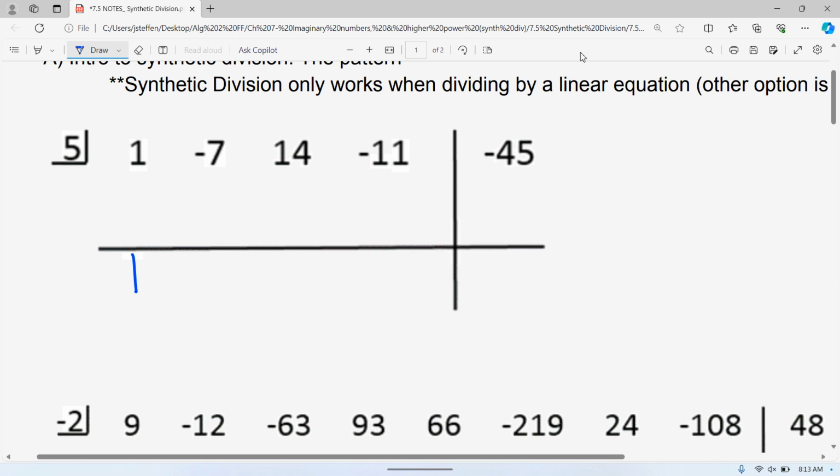So you take that 5, multiply it by whatever number you have down here. So 5 times 1 is 5. That number goes up here with my 7. So that's the first step in your loop. Whatever that number is in the box gets multiplied by that number in the bottom, and that goes up below whatever that next number is. The second step to our loop is now we add those two together. So negative 7 plus 5 is negative 2.